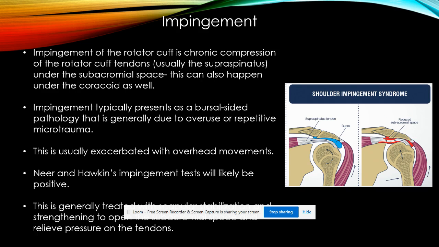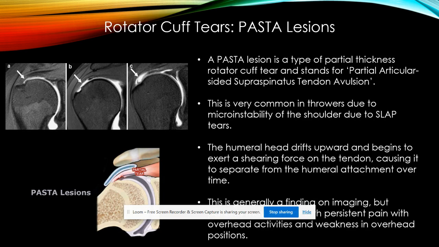On our exam, Neer and Hawkins impingement tests are going to be positive. And the cool thing about impingement in an athletic population is that we can generally treat it with rehabilitation. We can use exercise. We can use mobilization to open up that subacromial space by depressing the scapula and retracting it towards the spine. In doing so, we open up the subacromial space and essentially relieve the impingement on the tendon.